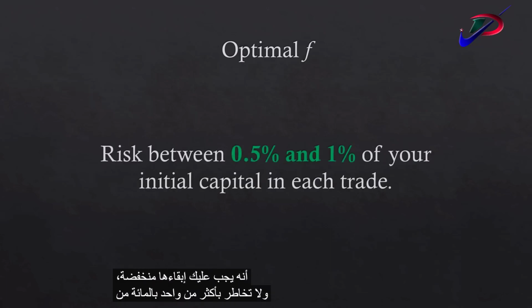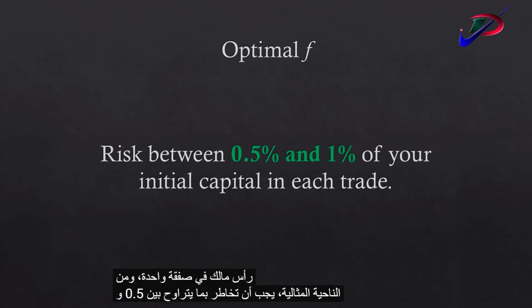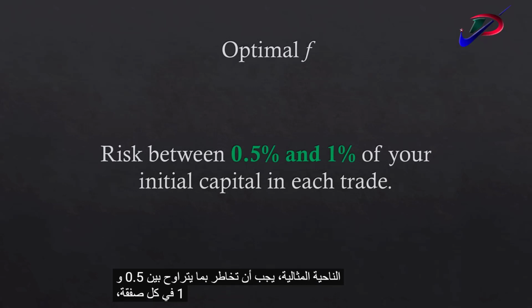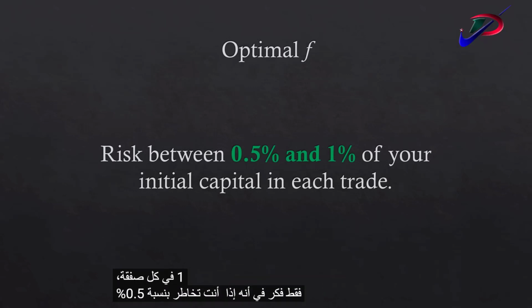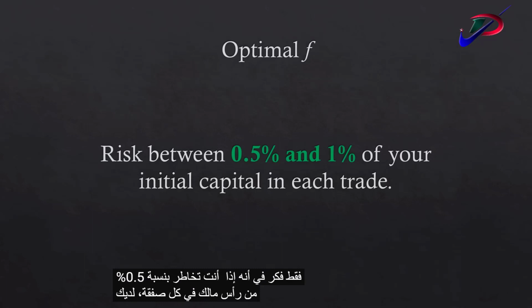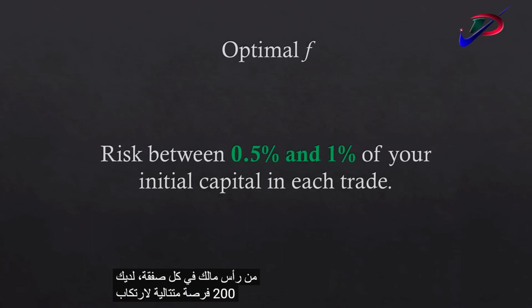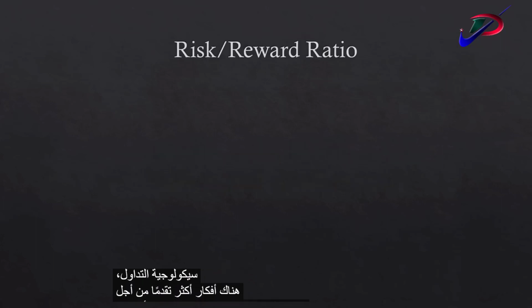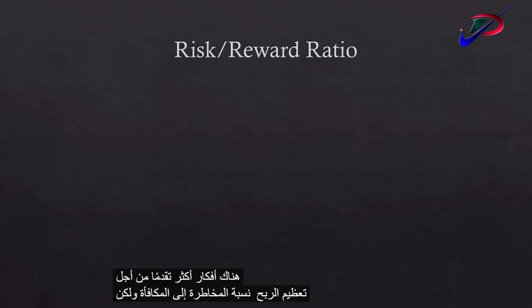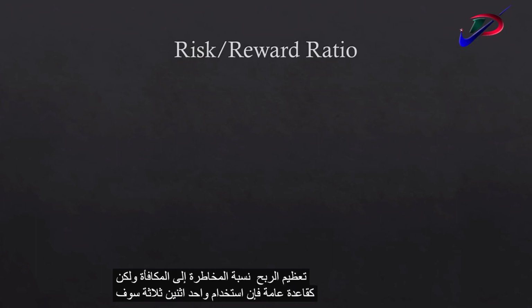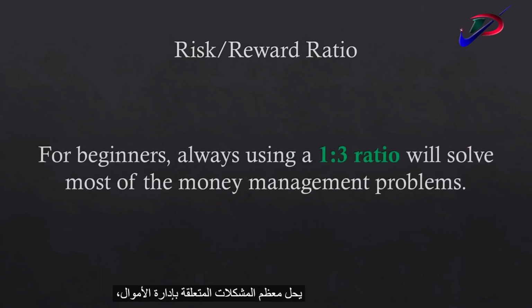Do not risk more than 1% of your capital in one trade. Ideally, you should risk between 0.5 and 1% in each trade. Just think that if you risk 0.5% of your capital in each trade, you have 200 consecutive chances of making mistakes before you exhaust your entire capital. You will understand why that's important in the next section when we talk about trading psychology. There are more advanced ideas in order to maximize the risk-reward ratio, but as a rule of thumb, using 1 to 3 will solve most of the problems with money management.